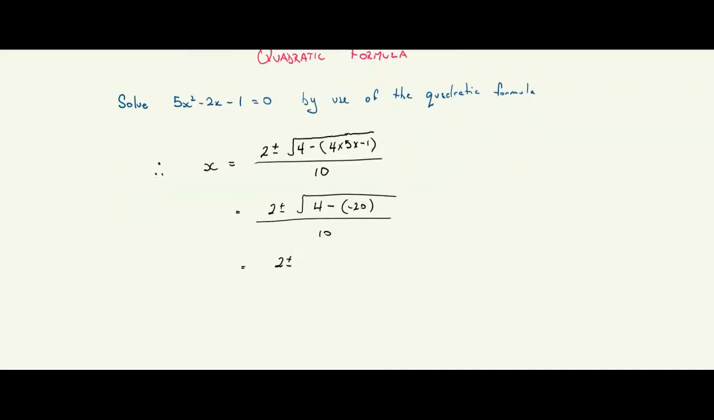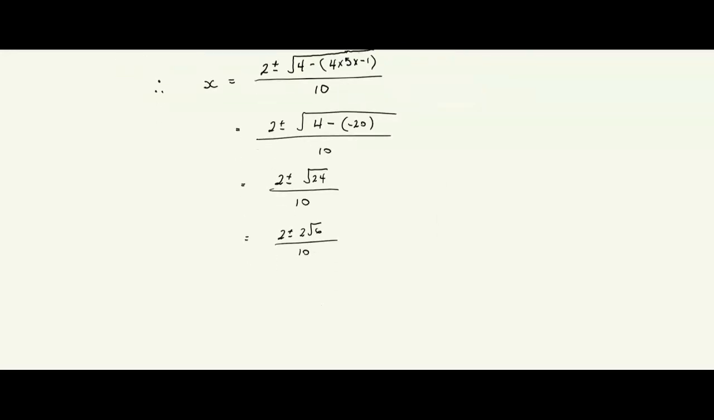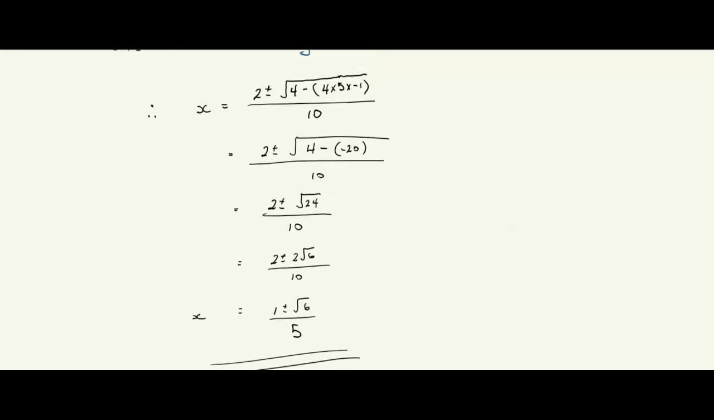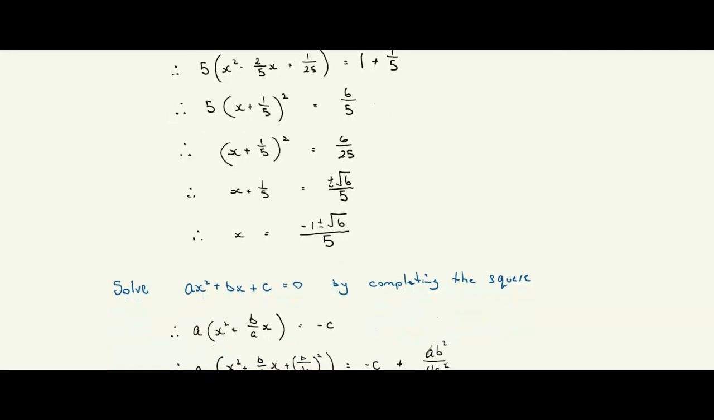Pretty much home and hosed now. 2 plus or minus the square root of 24 over 10. What can we do now? That square root can be simplified. So that's 2 plus or minus 4 root 6, or 2 root 6 over 10. I've got a common factor of 2, so it's 1 plus or minus root 6 over 5. That's my solution for x. 1 plus or minus root 6 on 5, let's check.